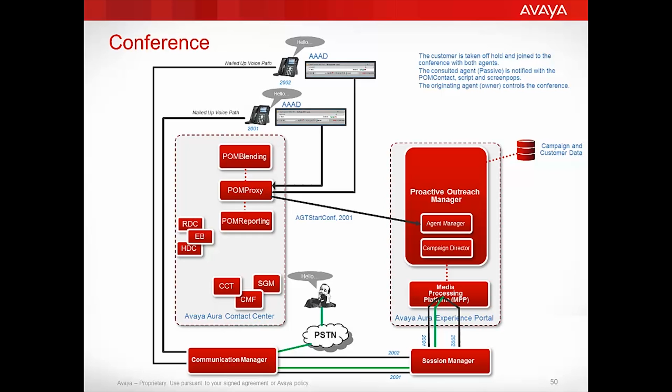The consulted agent, the passive agent, is notified with the POM contact. They get the script and the screen pops. The originating agent, the owner, they control the conference. So only the originating agent is allowed to complete the conference, disposition, etc.